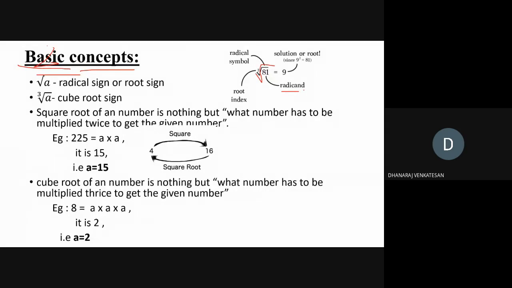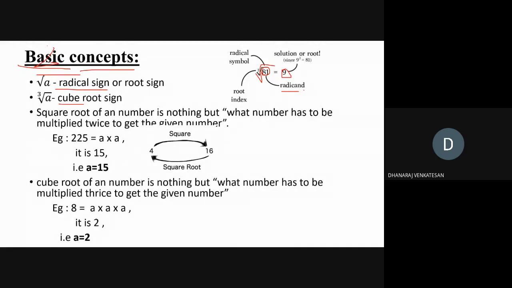Obviously it is a root. Now you know that sign is called the radical sign. And if there is a number in it, you have to check whether it is cube or square. The answer is known as the solution or root, and the number for which you are going to find the root is called the radicand. Everyone knows what a root is.